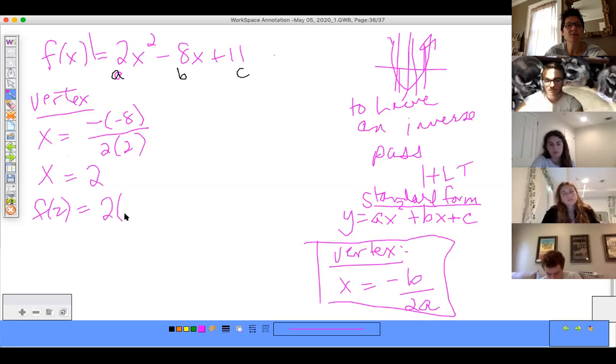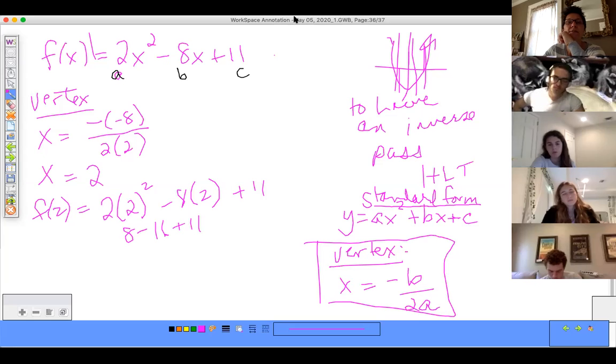Okay, so then it's going to be 2 times 2 squared minus 8 times 2 plus 11. So that's 4, 8. 8 minus 16 plus 11. Oh, it is 3. Yeah, I don't know how to add. Okay, all right. So it is 3.